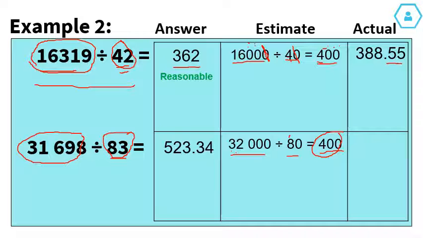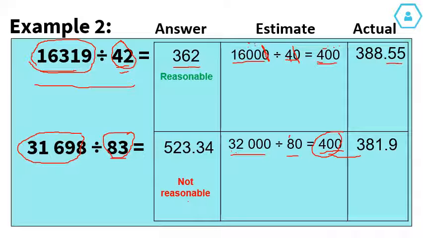Seems a little bit too large, so I'm going to say it's unreasonable because there's actually a difference of 123.34. If it was a difference of, maybe 30 or 40 or 60 or 80, I wouldn't be so concerned, but now we're looking at differences in the hundreds, so I'm going to say it's not reasonable. And the actual answer is much closer to my estimate.